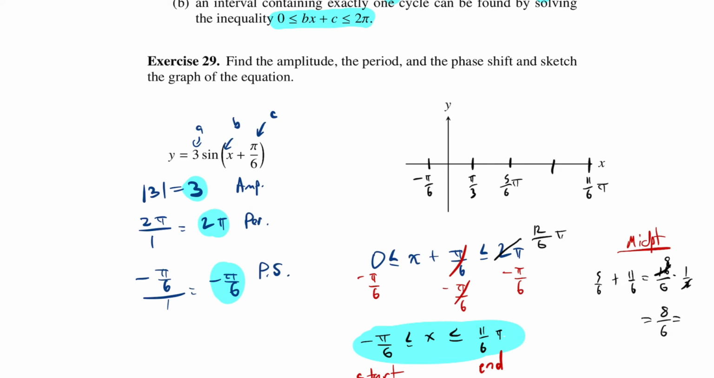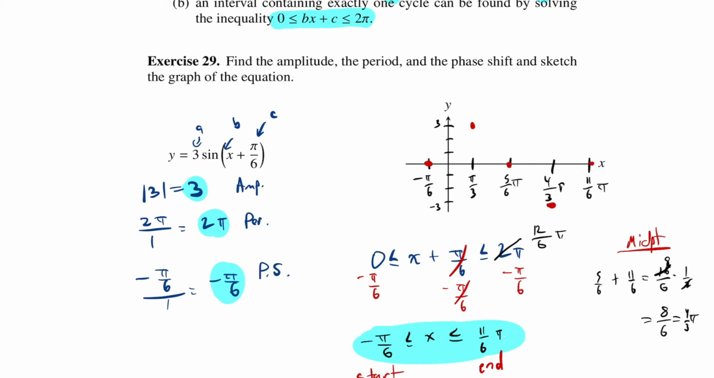All right, and because we have a sine graph, sine starts at 0, and the amplitude is 3, so 1, 2, 3, 1, 2, negative 3. Sine starts at 0, and then it's going to go up to the amplitude, then back to 0, and then negative amplitude, and then back to 0. So that's how you would graph.